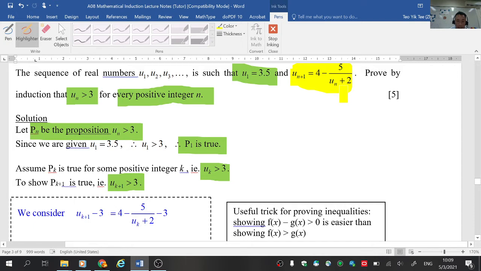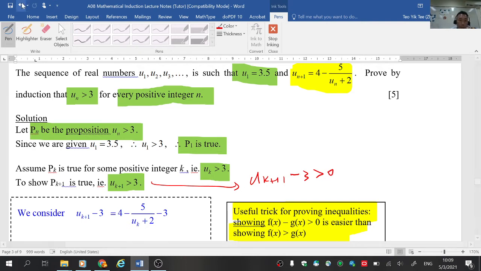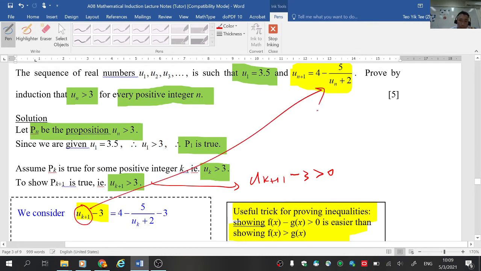Before we go into that, let me teach you a very useful trick. It is very difficult to show that some u_k is going to be greater than 3, but if I shift it across instead, it will be easier if I ask you to prove this to be greater than 0. So I'm going to try and prove this instead. We consider u_(k+1) minus 3, and thereafter replace this u_k by this result one more time.